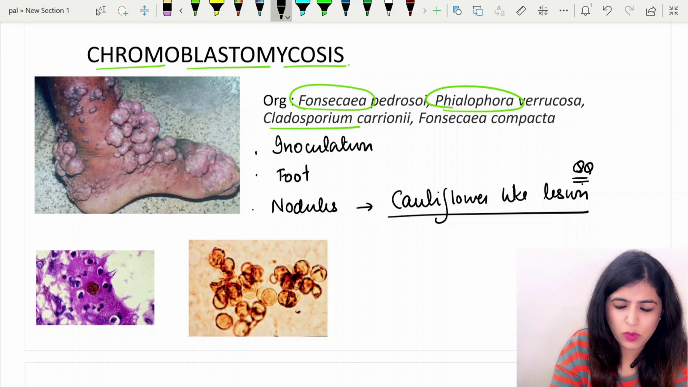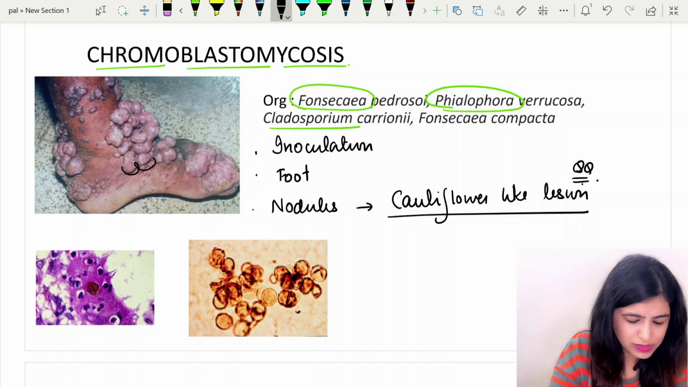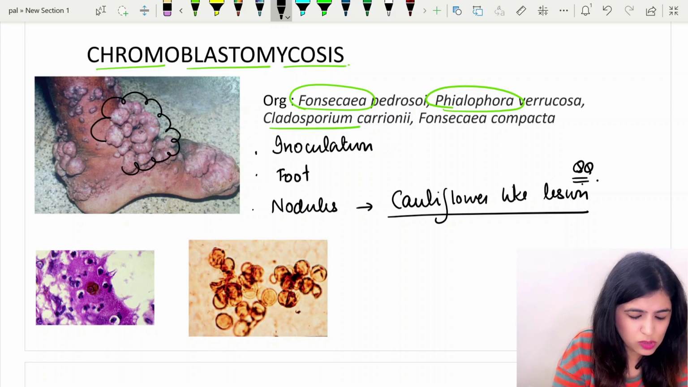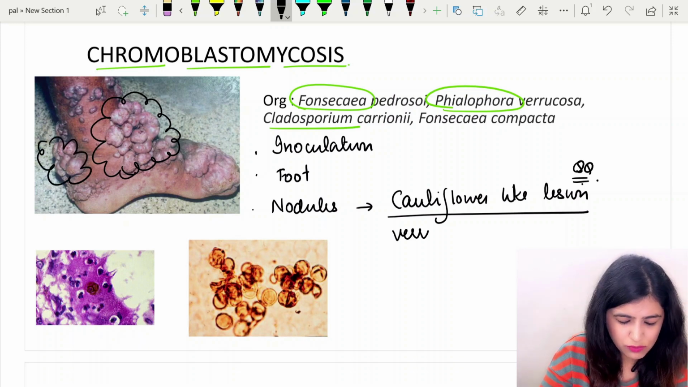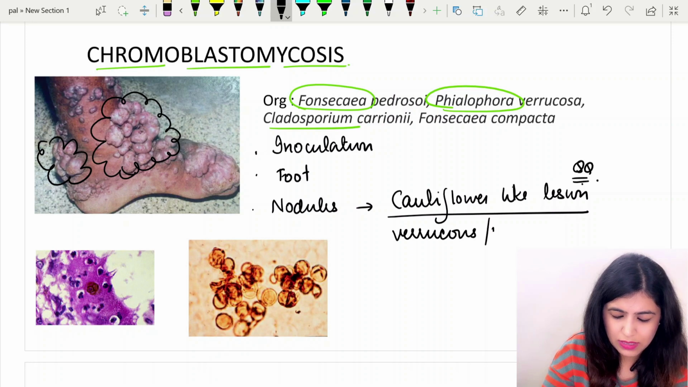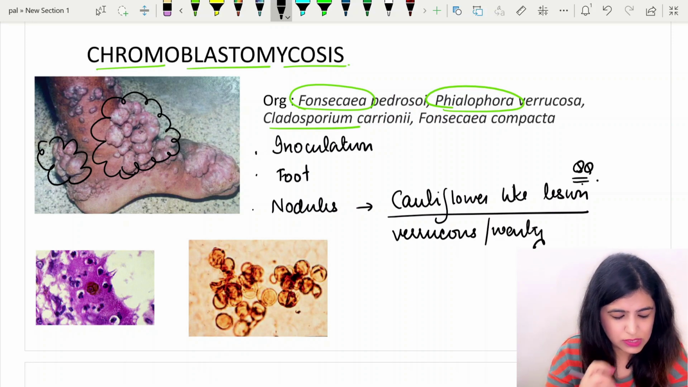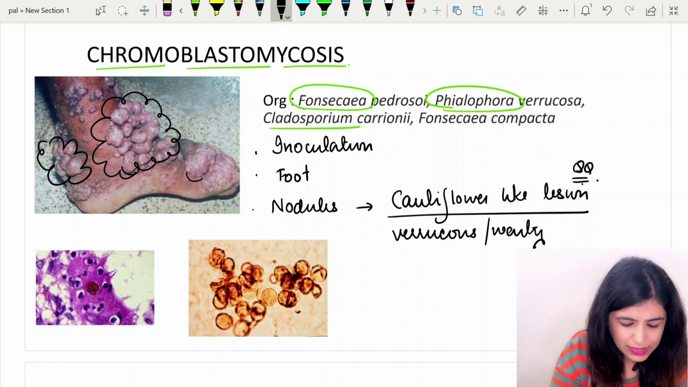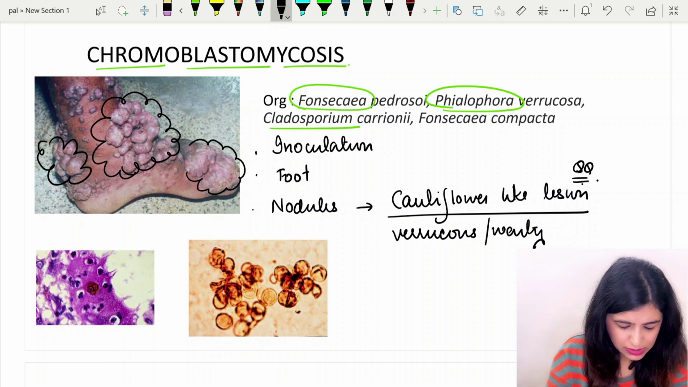If in an exam they want you to make a diagnosis of chromoblastomycosis, they will be giving this cauliflower like lesion on the leg. The surface will be rough and verrucous. So look at the surface, it's not smooth skin here. It is a very rough verrucous surface.